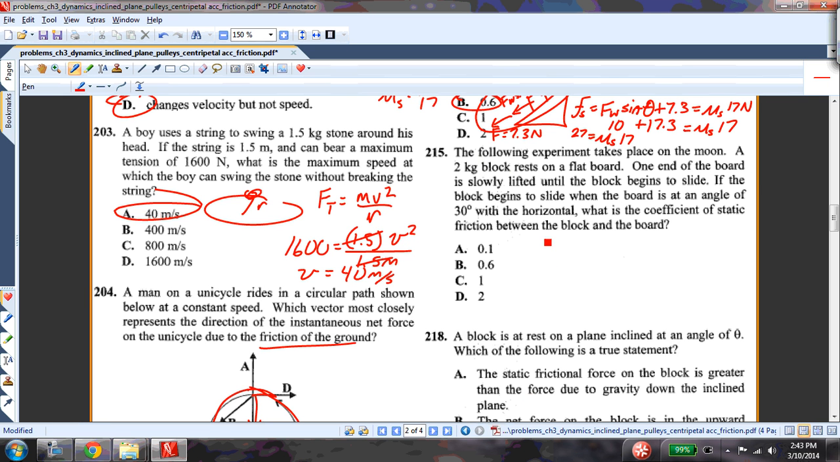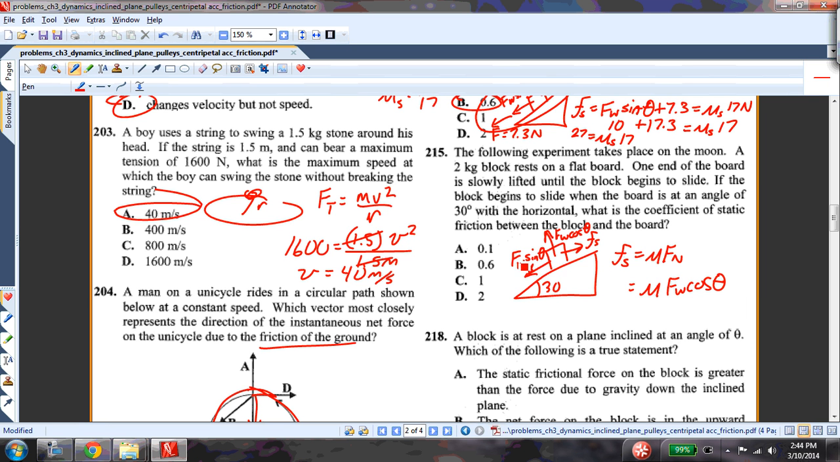Remember, I have this block right here. This is 30 degrees. I have these forces. This is my static frictional force. This is my weight times the sine of 30 degrees. And I know that the maximum static frictional force is equal to mu times the normal force. And my normal force is the weight times the cosine of theta. So this is my normal force, Fw cosine theta. It has to equal the y component of the weight. Okay, so I'm looking for the coefficient of static friction between the block and the board.